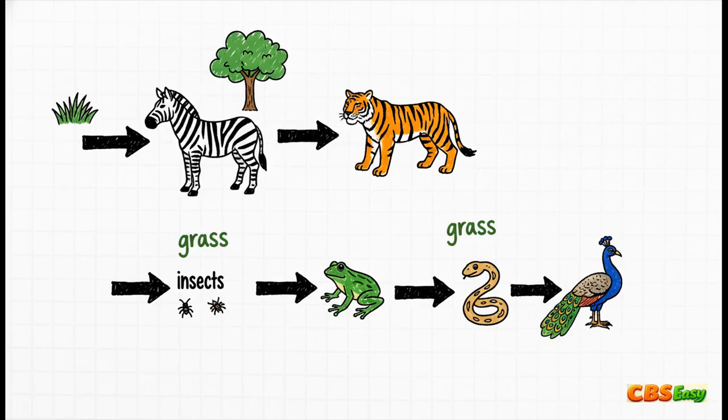A food web is just showing how these different paths connect. The key to getting full marks here is to show at least 2 chains that are linked together.